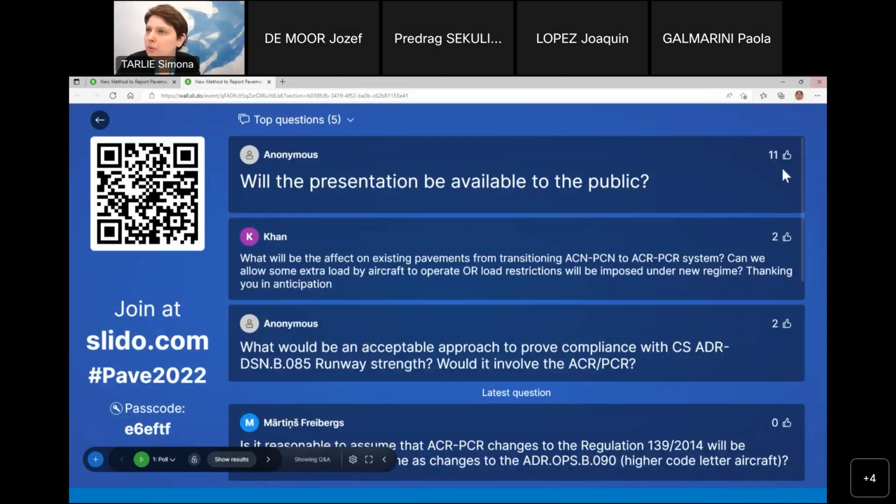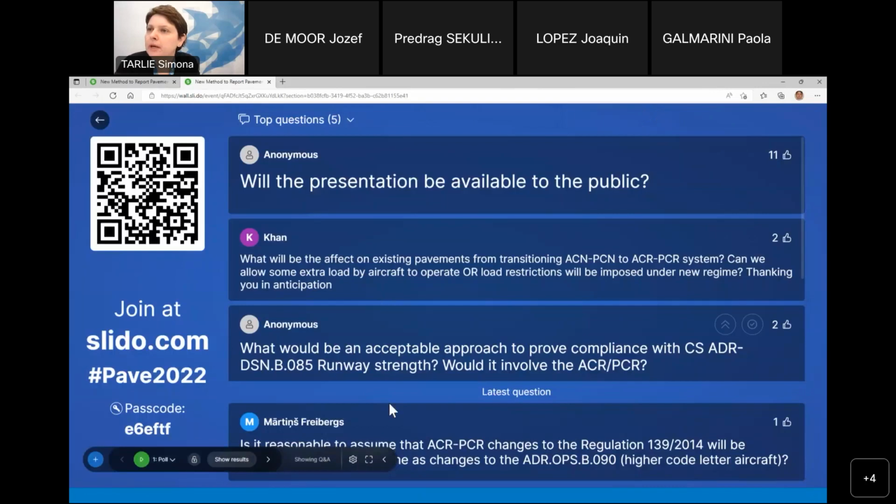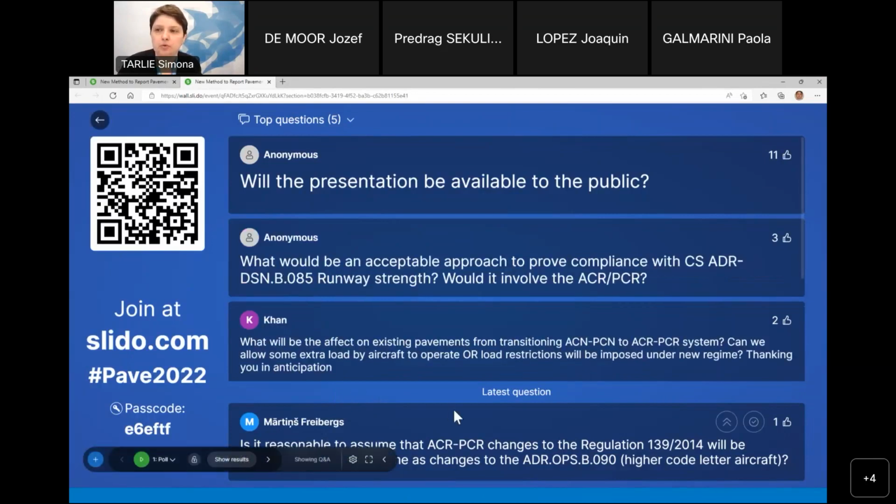I can actually say that this question has been replied to. There is another question. What would be an acceptable approach to prove compliance with CS ADR-DSN B085 runway strength? Would it involve the ACR-PCR? Maybe you remember that in the MPA, we are removing everything that is related to the ACR-PCR from the CSs. We just move it into the AMC part.